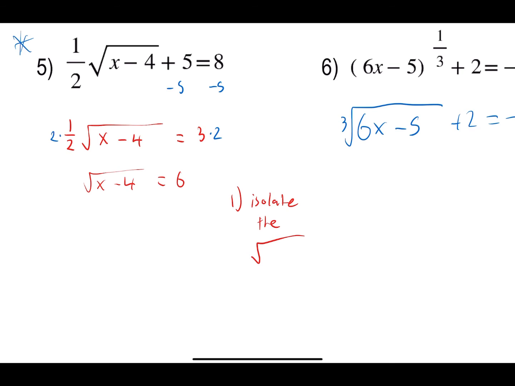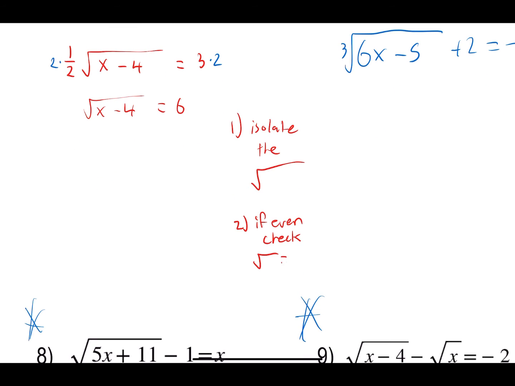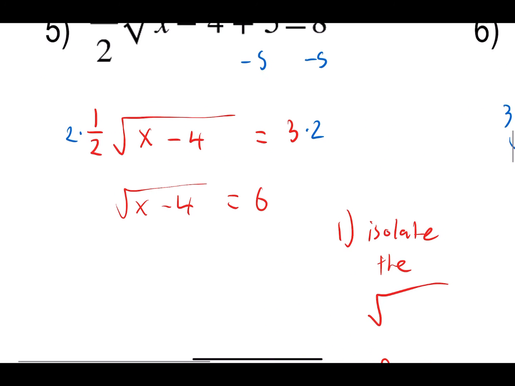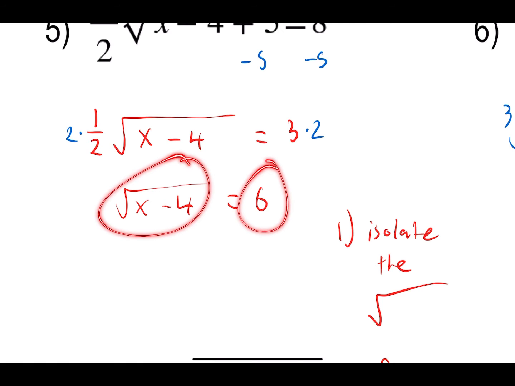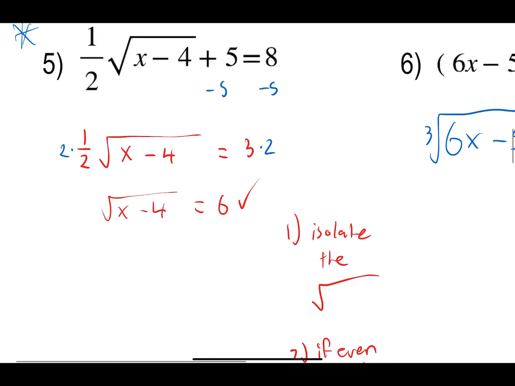Take this step. If it's even, check it. Does your isolated even radical equal a positive number? If it does, you're good. If it doesn't, the problem's broken. So in this case, the radical equals positive 6. Check. And it must be checked. Okay? Step 3, I suppose.